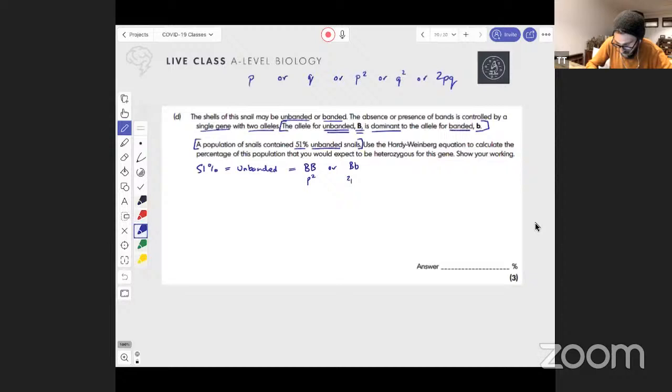So what do we do now? I can't do anything with that. But yes, we can, because we know that P squared plus 2PQ plus Q squared is equal to 1. So 1 minus P squared minus 2PQ equals Q squared.